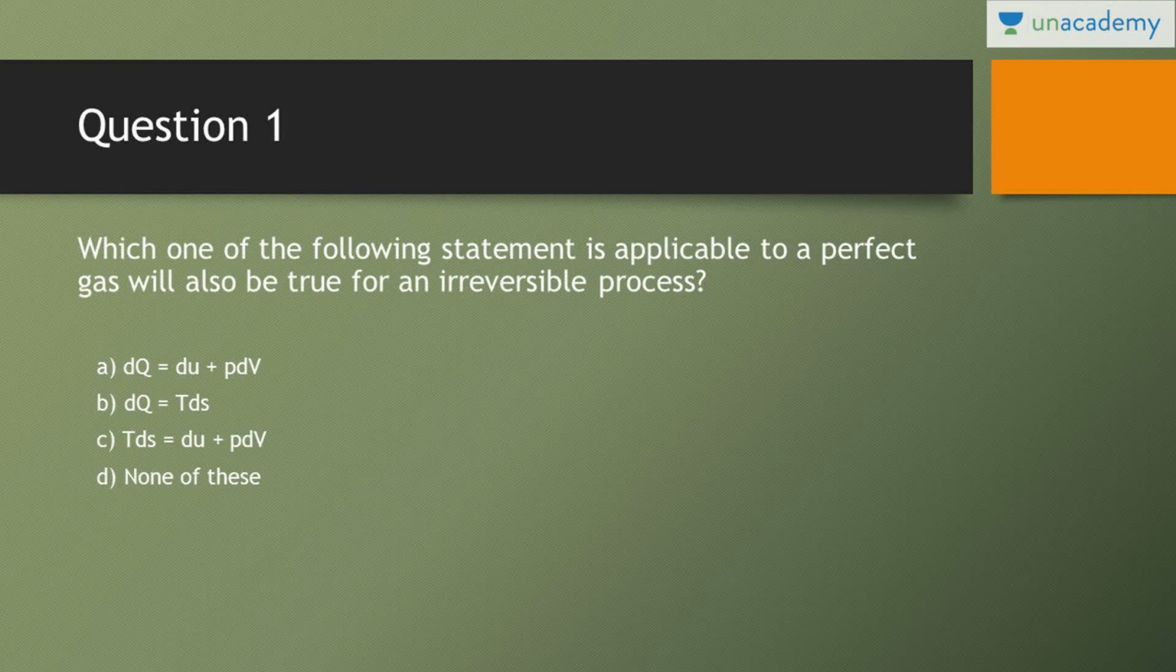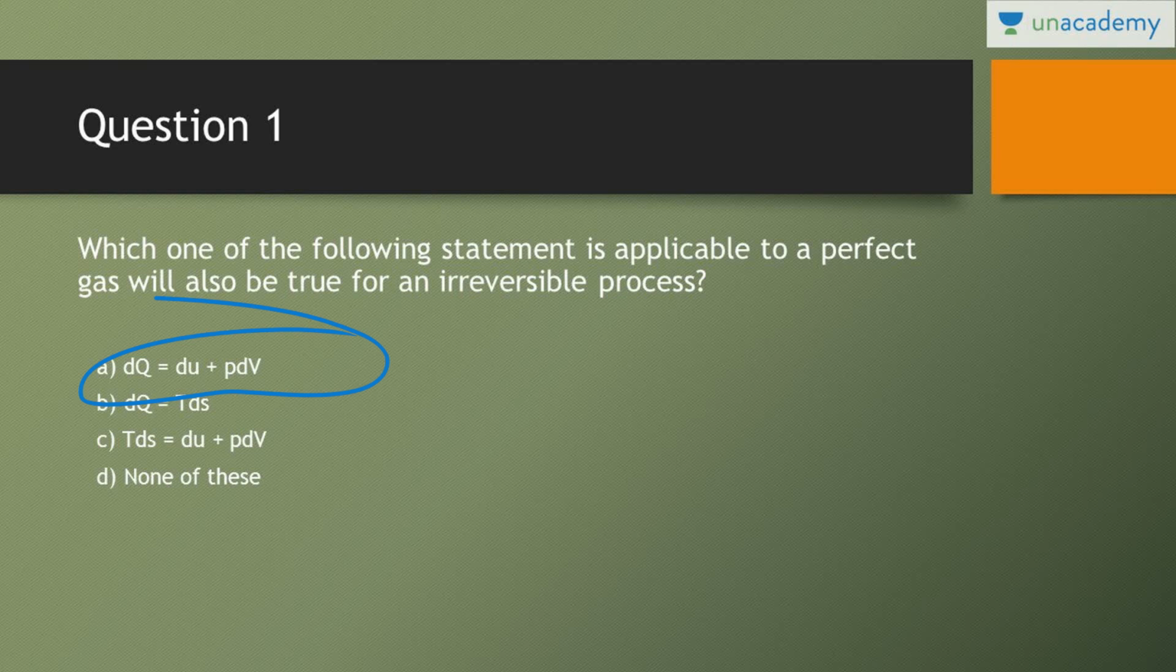The question says, which one of the following statements applicable to a perfect gas will also be true for an irreversible process? In the upcoming lessons on entropy, I'll be explaining all the equations. The first equation is valid only for a reversible process. In the first law of thermodynamics, we derived dq is equal to du plus dw, which is valid for both reversible as well as irreversible processes. The moment in place of dw you apply pdv, dq is equal to du plus pdv, it is applicable only for a reversible process.